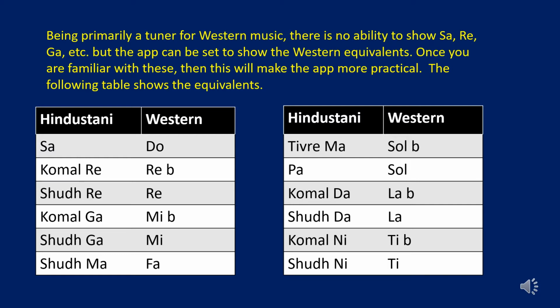And in terms of Hindustani notations, whenever you have a komal shruti, that's denoted by the letter B or flat. So komal re is denoted by re flat, komal ga by mi flat. And for ma, shud ma is fa, but tivra ma is sol flat, where pa is sol. So once you've familiarized yourself, and it doesn't take much time to get to know these solfege notations, as they call, then it makes life much easier when you're using the tuner app.